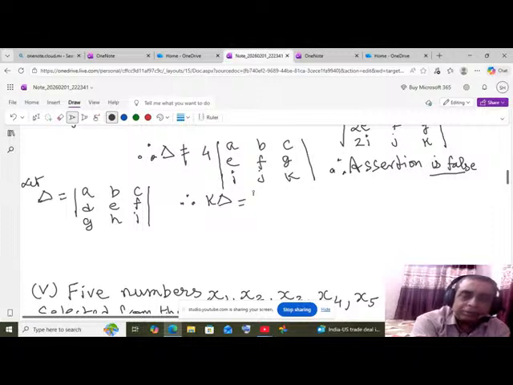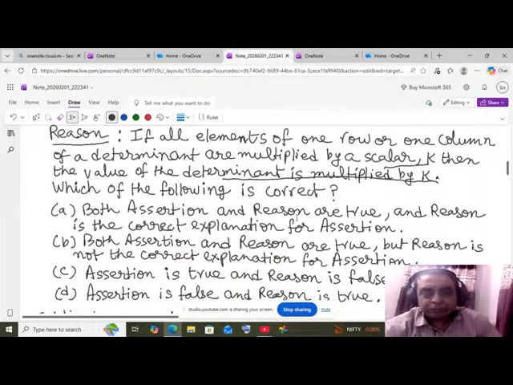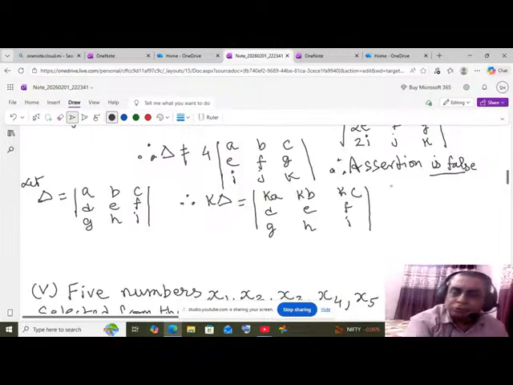So the value of the determinant will be ka, kb, kc. If I multiply the first row with k, every element, where k is a constant, the whole determinant will be multiplied by k. Or if I multiply every element of any column by the same constant, then the whole determinant is multiplied by that constant. So the reason is true.